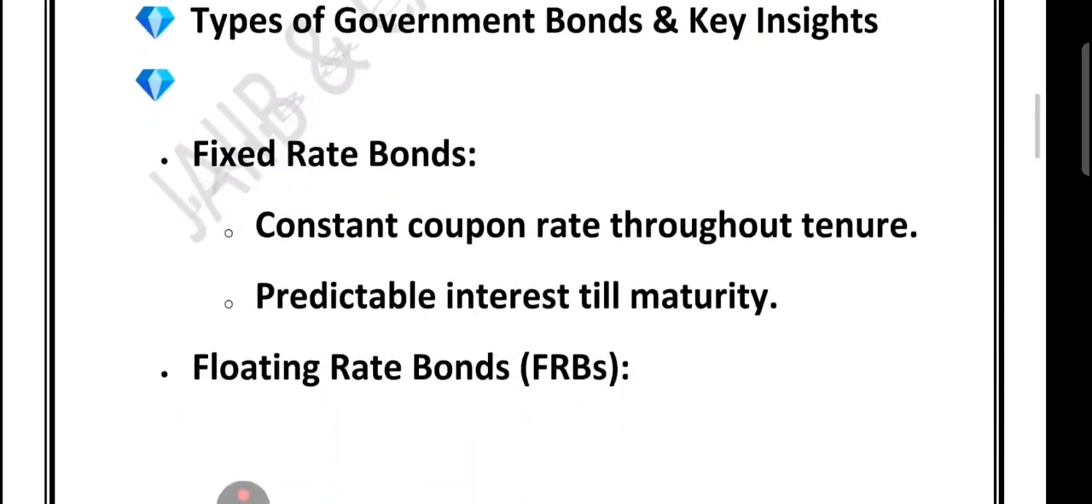Now let's talk about the types of government bond and some key insight related to it. Let's explore the different types of government bond we have. The various way the government borrow money from investor, and each one having the unique feature.